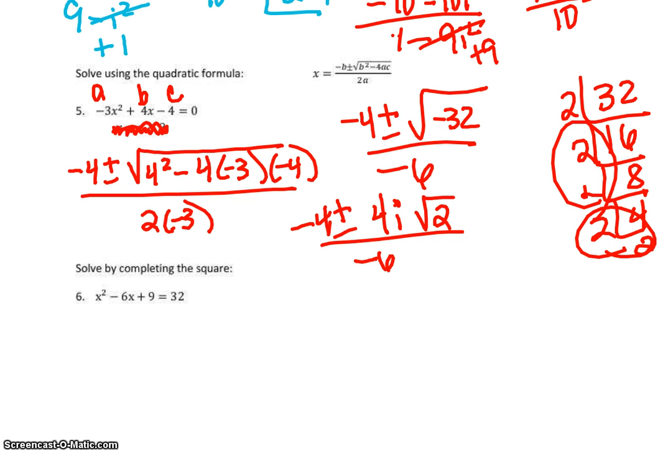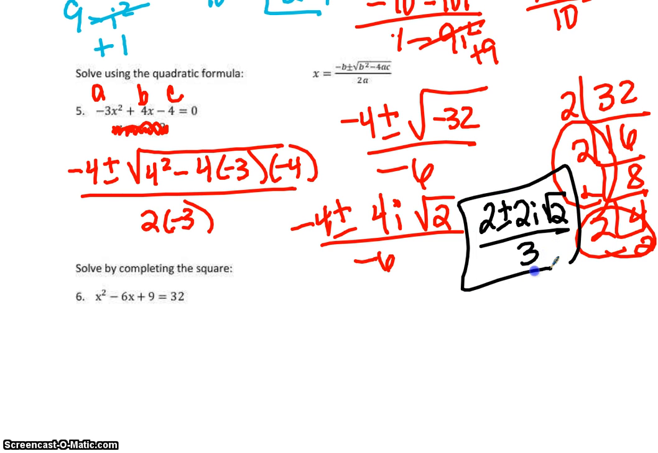These all divide by 2. I don't like a negative on the bottom, so I'm going to divide everything by negative 2. In other words, change your signs. So this becomes 2 plus or minus 2i, square root of 2, all over a positive 3. And that's your final answer.